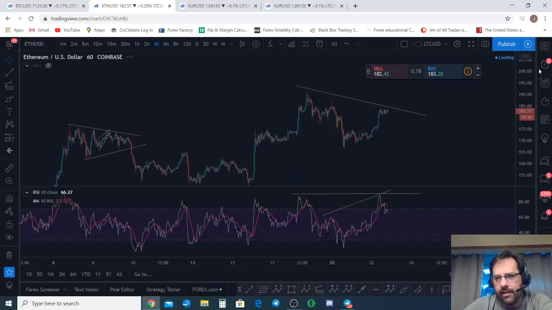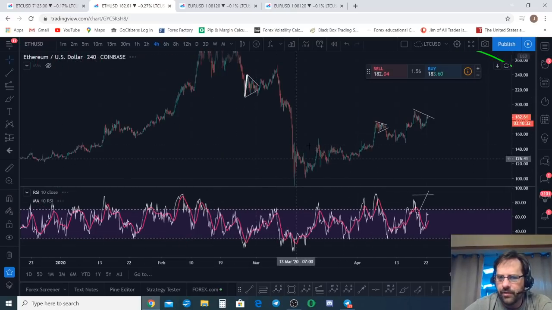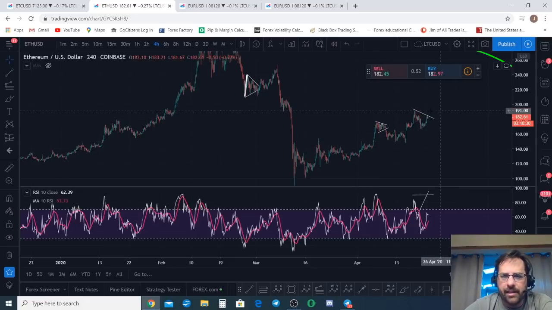Zooming back here, looking at Ethereum, it's just been one straight pump after another, just kind of a steady go at it. You're right.